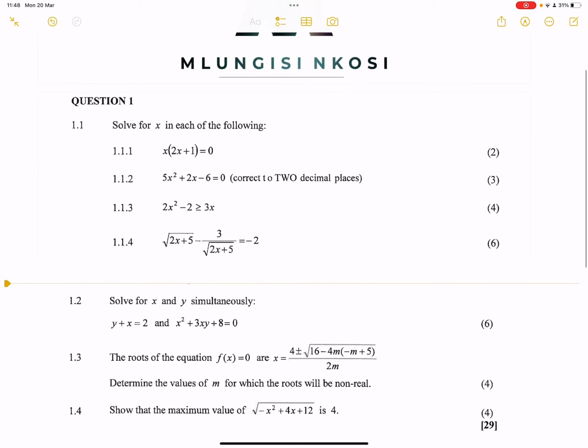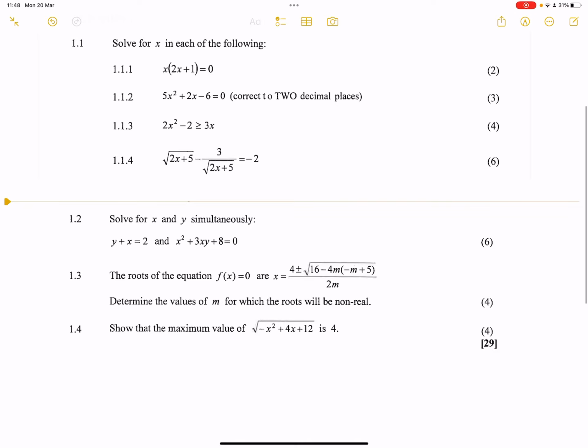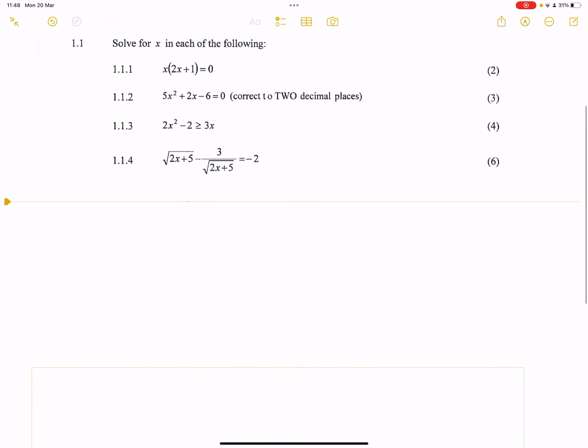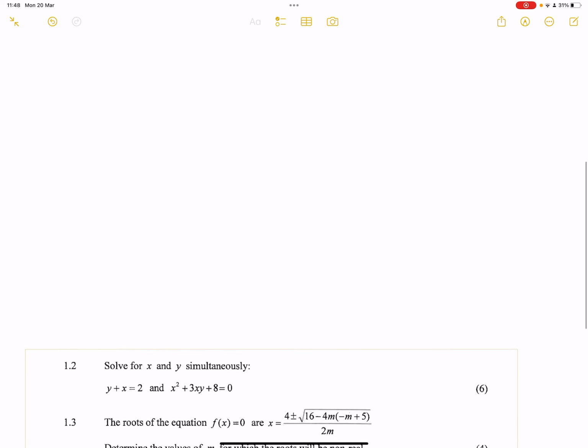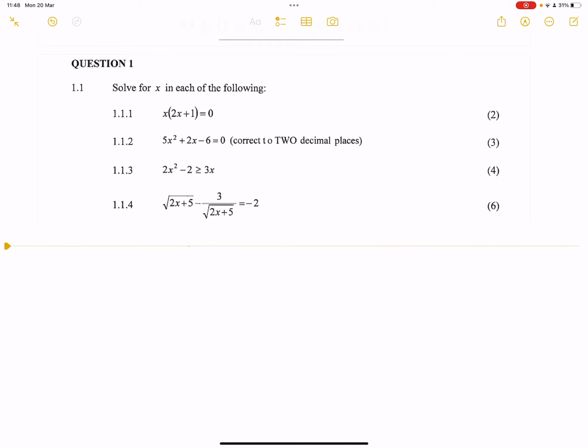Right, now let's have a look at this question. This I took from the 2018 exam. Yeah, that's grade 11. So let's have a look at it. So I'm just going to create some space here just to make sure that we've got some space to work in. Right, so first question, it says solve for x in each of the following. So we're not going to waste time with that.